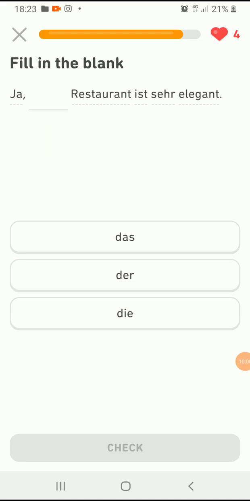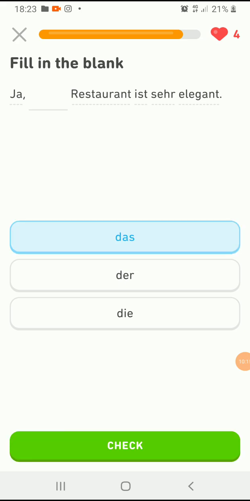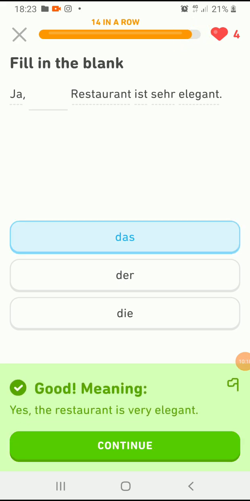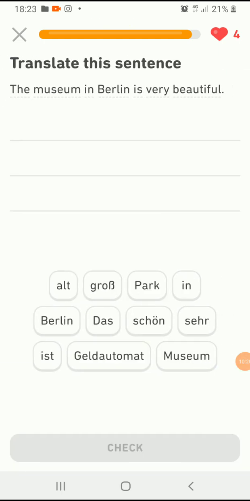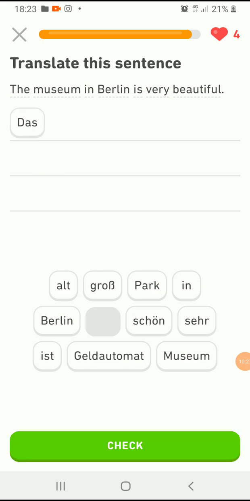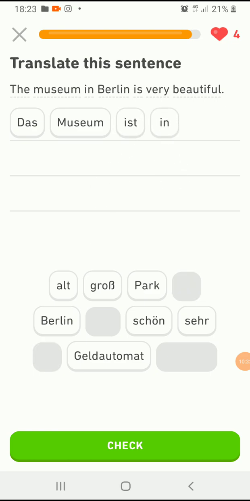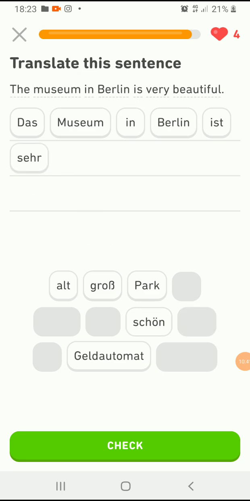Ja, do you think the restaurant is das, der oder die? I think it's das. Ist der elegant. It's also a neuter noun, so das Restaurant. Das Museum ist in Berlin. Das Museum in Berlin ist sehr schön.